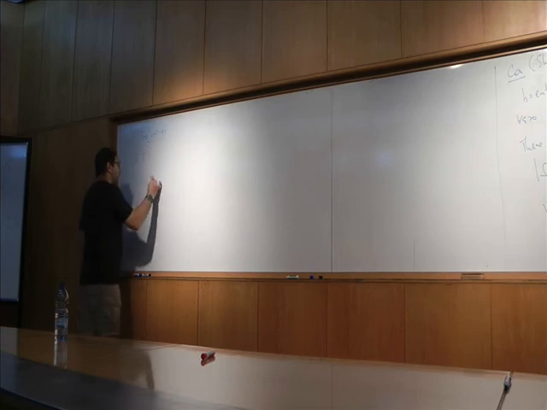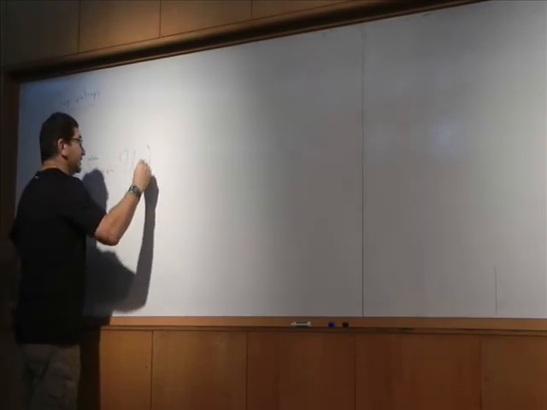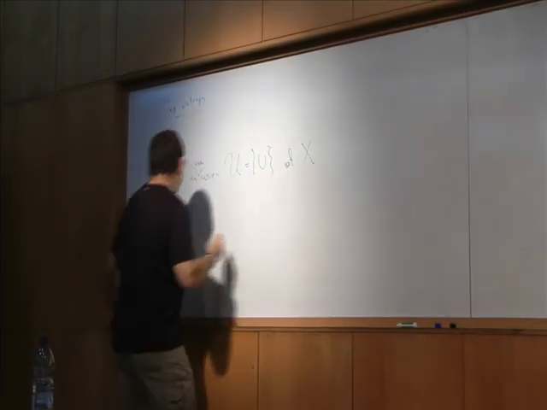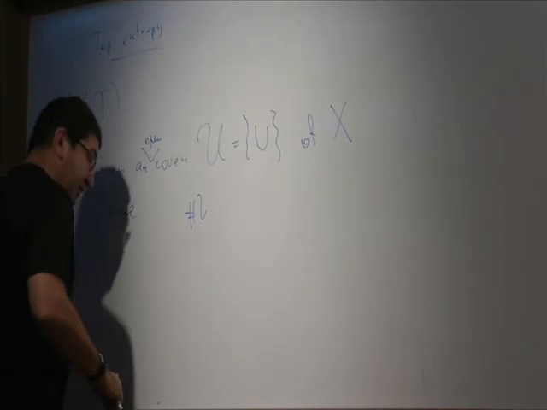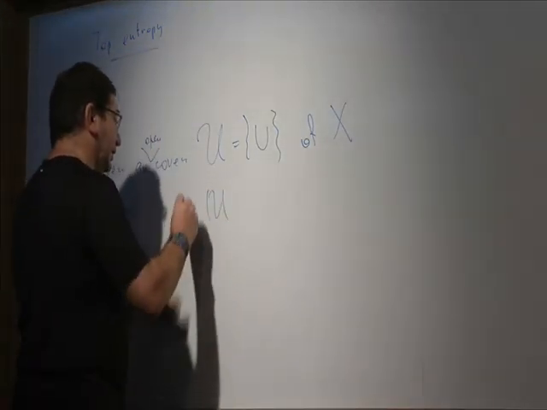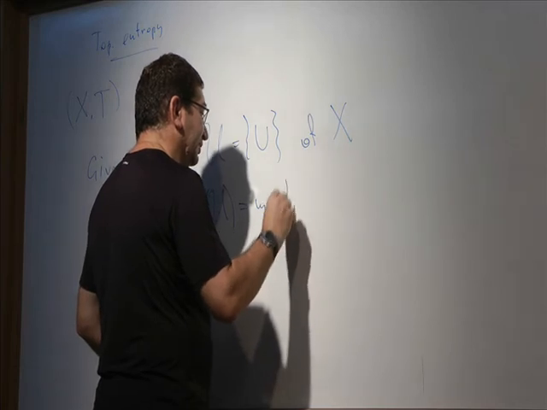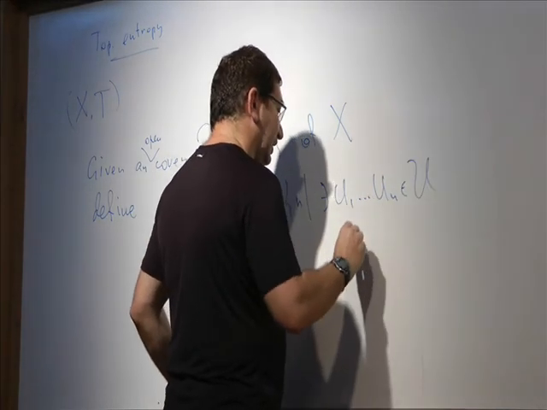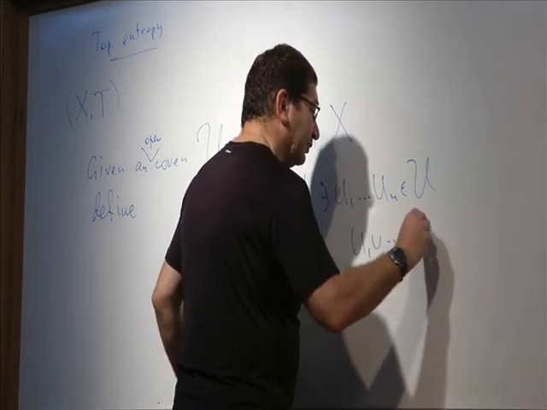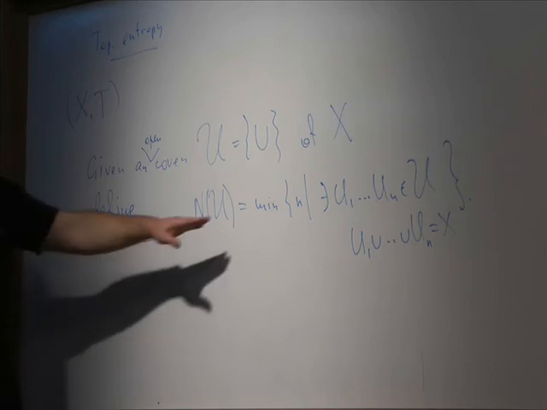Given an open cover script U, so a collection of open sets of X, define the count of U, or maybe N of U, to be the minimal cardinality of a subcover. Minimal n such that there exist u1 through un in U covering the whole space. By compactness, this number is always finite.